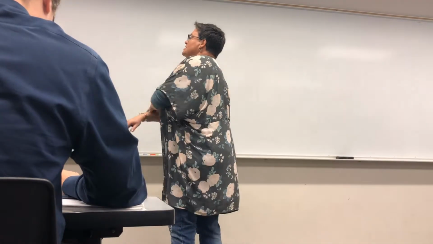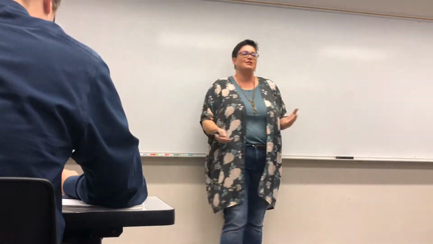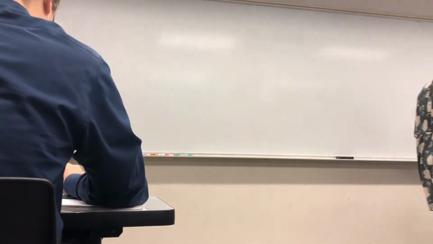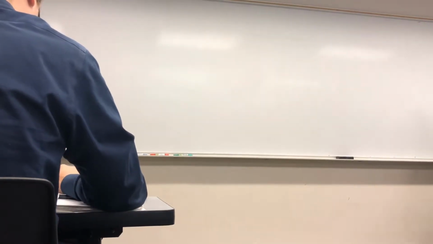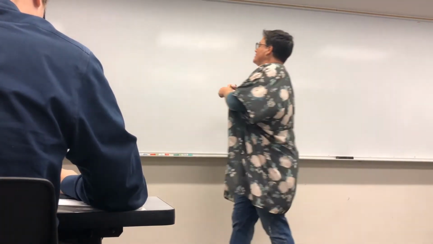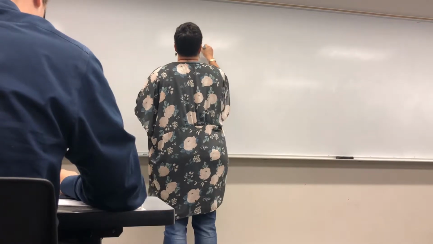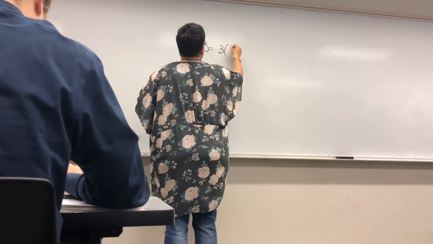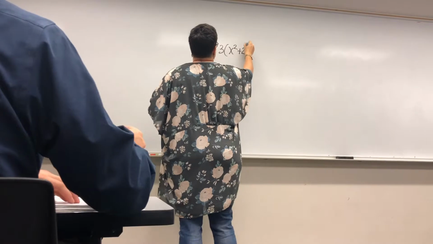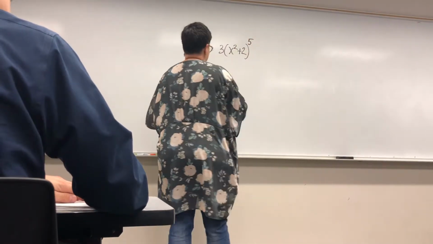Chain and power rules. What we're doing is we're looking at nesting functions today. Okay? So let's take a look at this one. f of x equals (3x squared plus 2) to the 5th power.